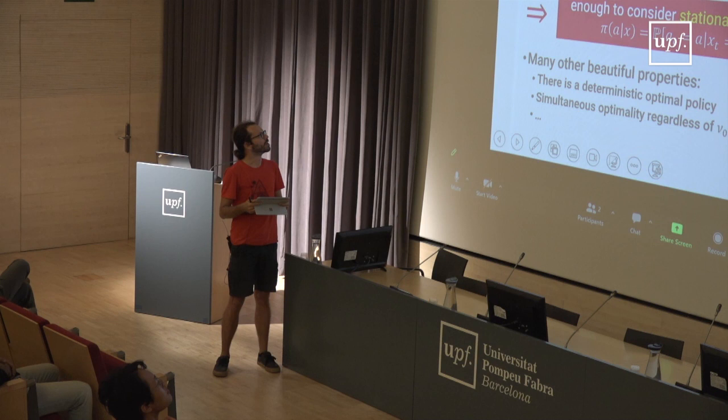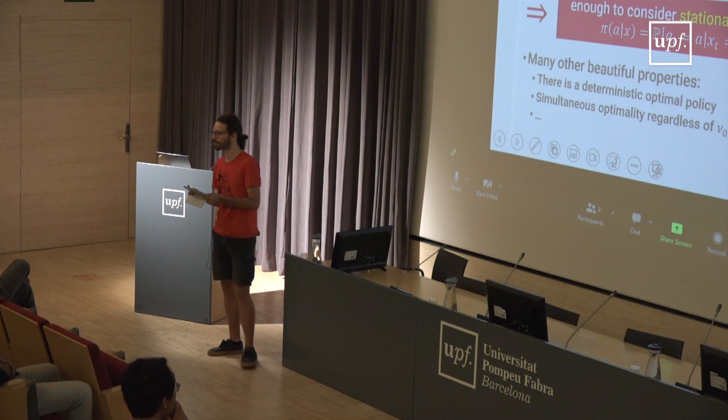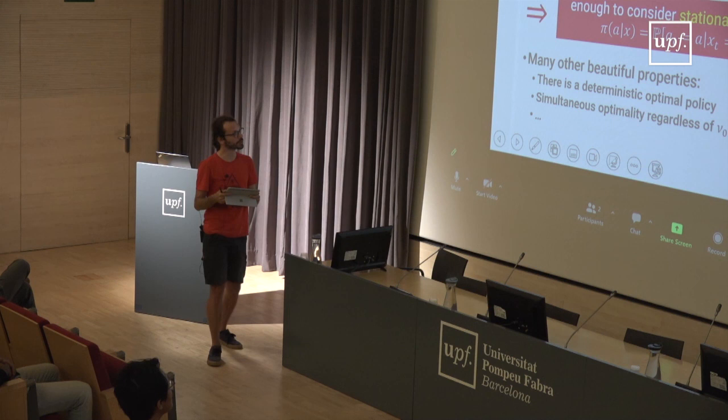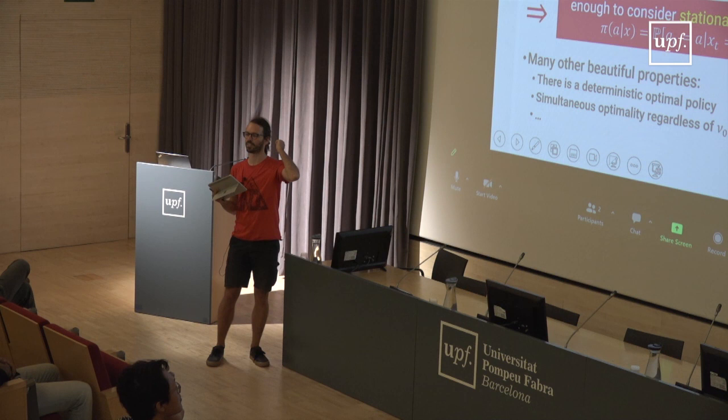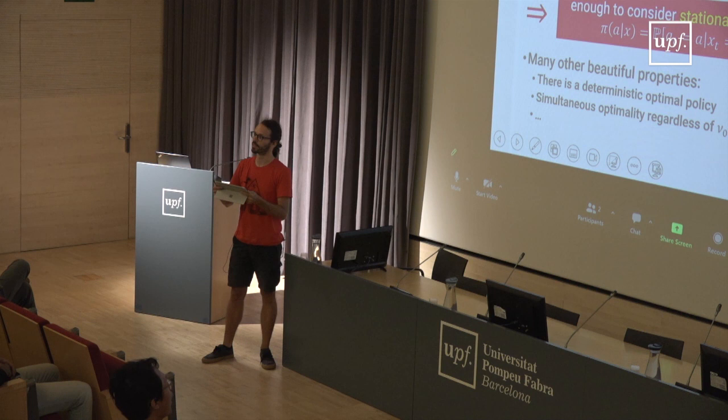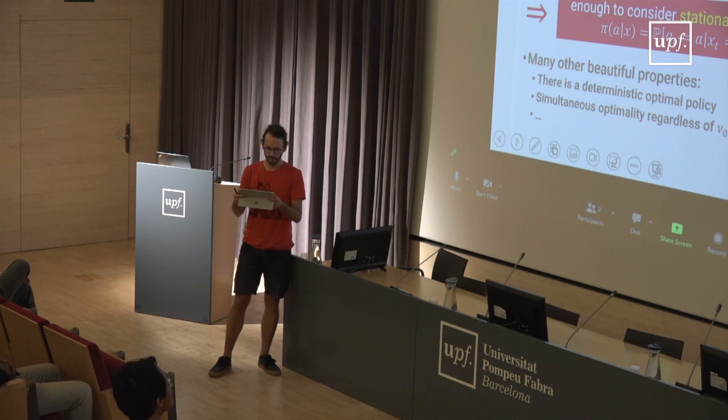So since we know that the next state distribution is only a function of the current state and the current action, and we have a stationarity property as well, which means that the transition function does not depend on time, we know that it is enough to consider stationary policies, which only look at the current state and do not remember anything about the history, and then produce a probability distribution over actions. So we are going to be happy with this, and we're going to be deriving algorithms that produce such stationary, potentially randomized policies. And we're going to be using this to develop our theories.